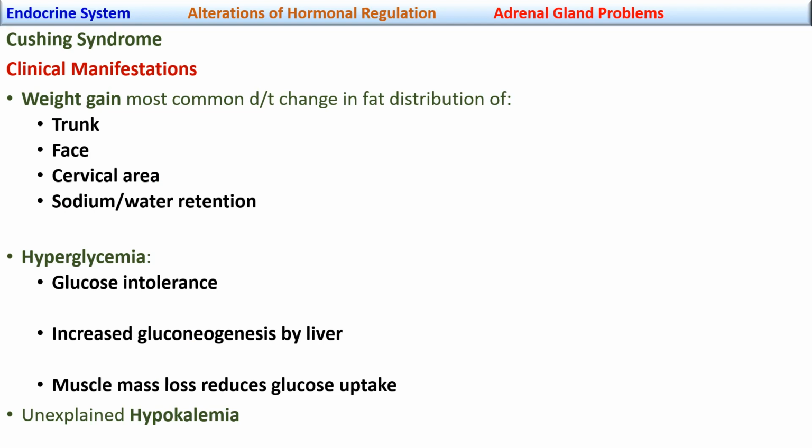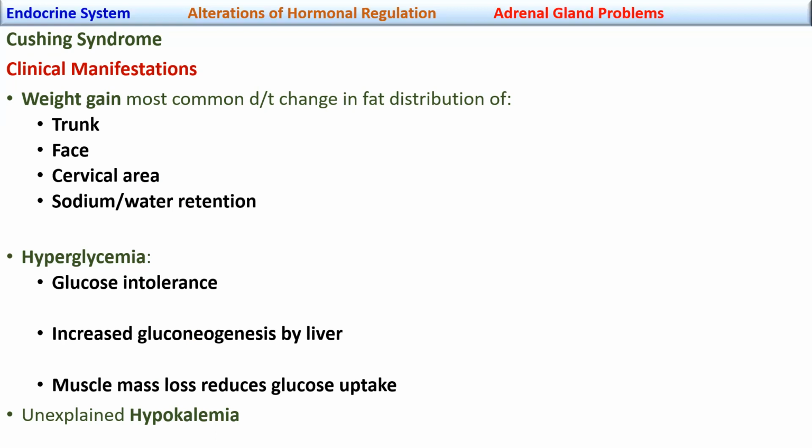The increased gluconeogenesis by the liver, making glucose from protein, because the liver will store the protein, and then the protein will be converted to glucose. So glucose becomes a source of energy from the protein being stored in the liver. So that's another reason for the hyperglycemia.